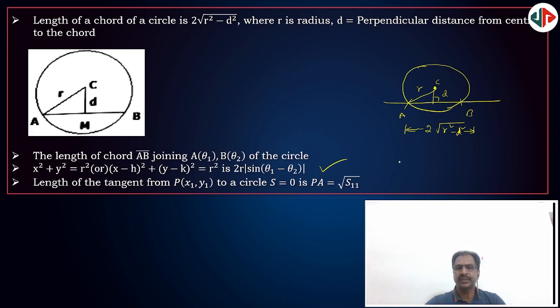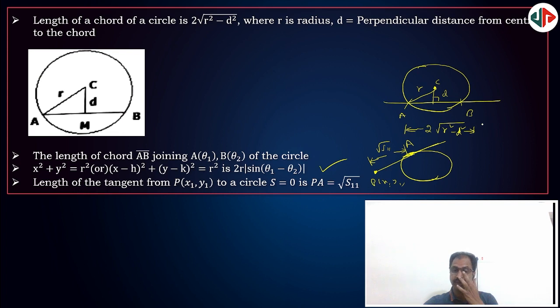Next, length of the tangent to the circle. What is the meaning of length of tangent? Let us say P(x1, y1) is any external point. From this, if you draw a tangent, let the tangent touch the circle at A. Length of the tangent means the distance from the point P where the tangent is drawn and the point where the line touches the circle. This PA distance is known as length of the tangent, which is root S11.